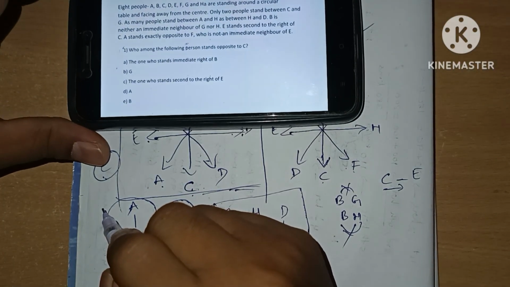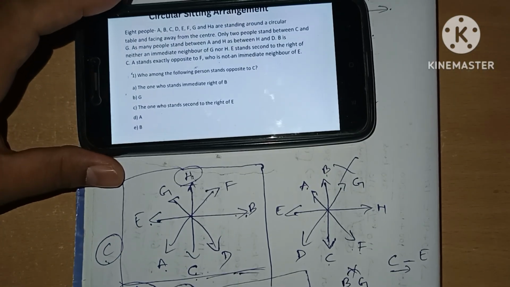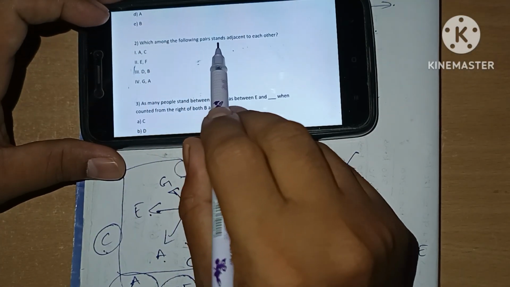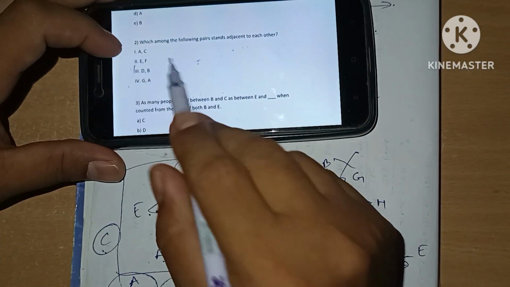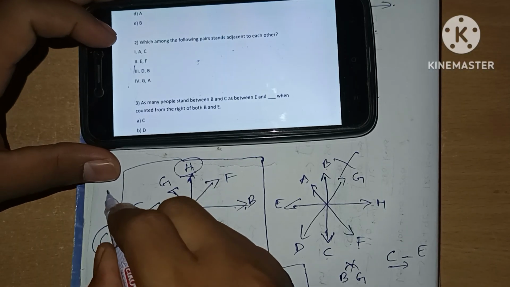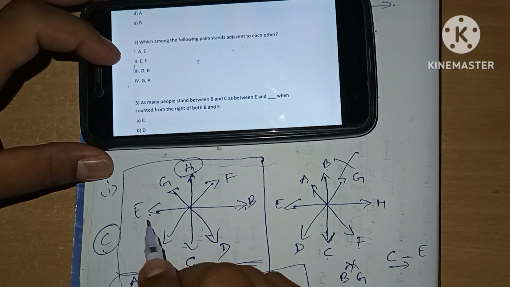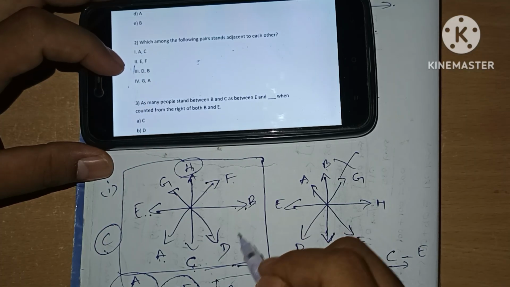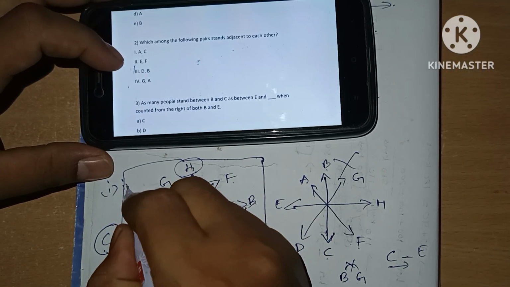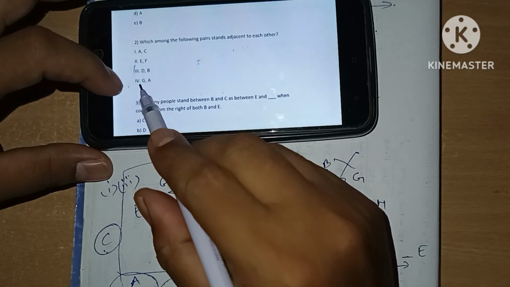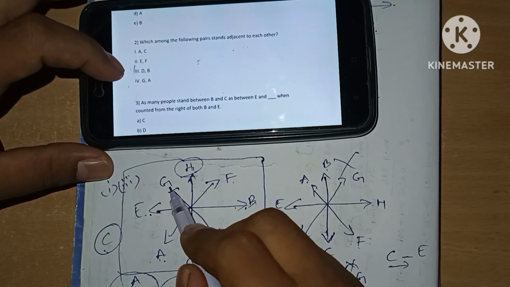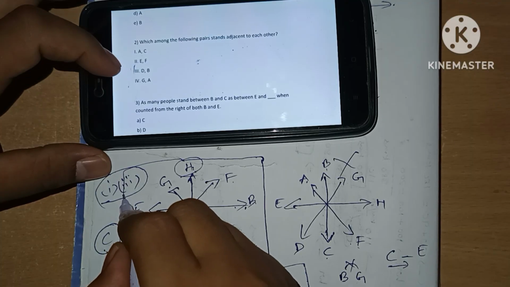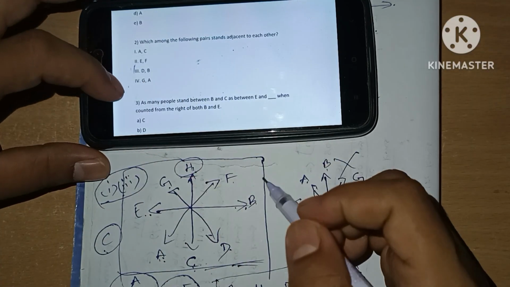Next one. Second question. Which among the following pairs stand adjacent to each other? A and C adjacent? Yes, first one. E and F. E and F are not adjacent. D and B. D and B are adjacent. So third one. G and A. It is not adjacent. So 1 and 3 are adjacent is the answer for our second question.